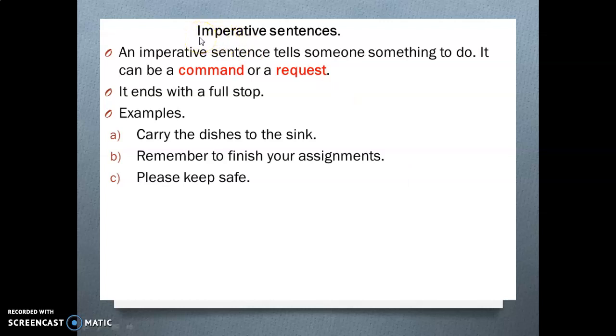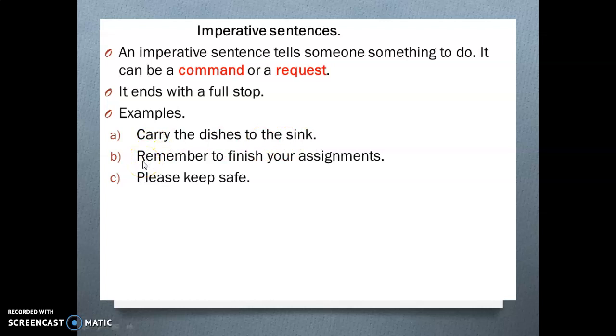Number 2. Imperative sentences. An imperative sentence tells someone something to do. It can be a command or a request. It is going to tell you what to do, like a command or a request. And it ends with a full stop. For example, carry the dishes to the sink. Probably your mom telling you to do that, to clear the table.